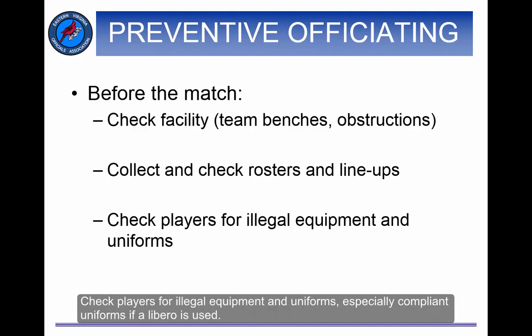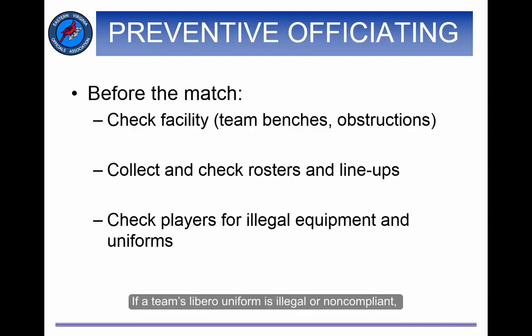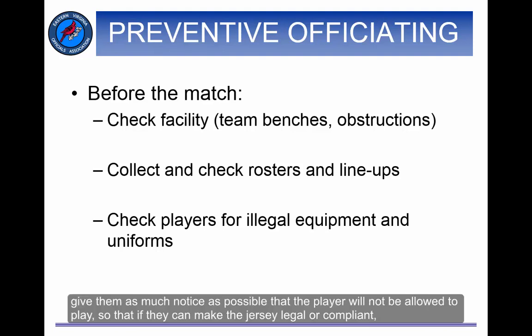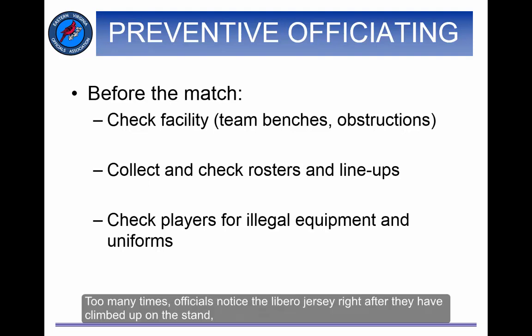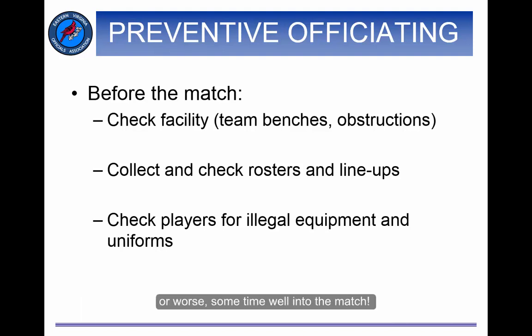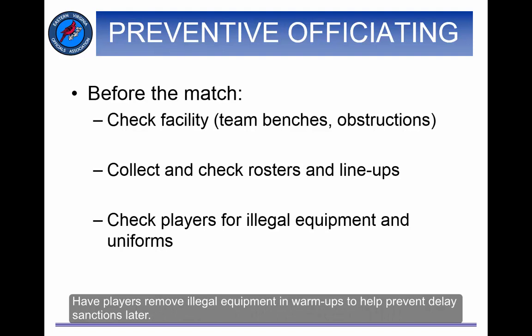Check players for illegal equipment and uniforms, especially compliant uniforms if a libero is used. If a team's libero uniform is illegal or non-compliant, give them as much notice as possible that the player will not be allowed to play, so that if they can make the jersey legal or compliant, they have the time to do so. Too many times, officials notice the libero jersey right after they have climbed up on the stand, or worse, sometime well into the match. Have players remove illegal equipment in warm-ups to help prevent delay sanctions later.